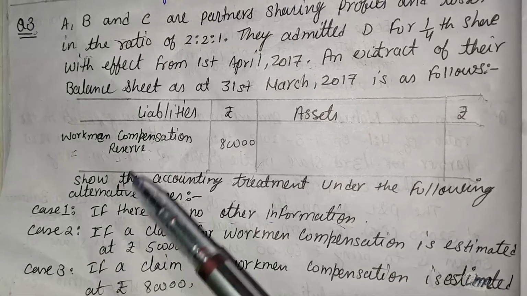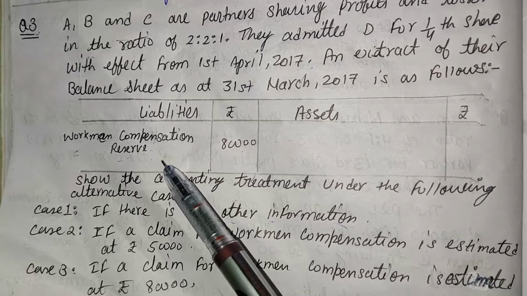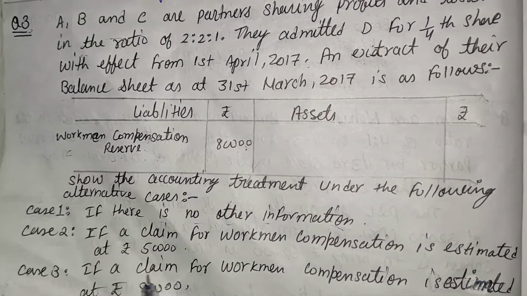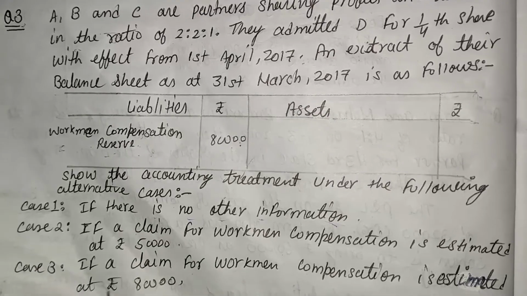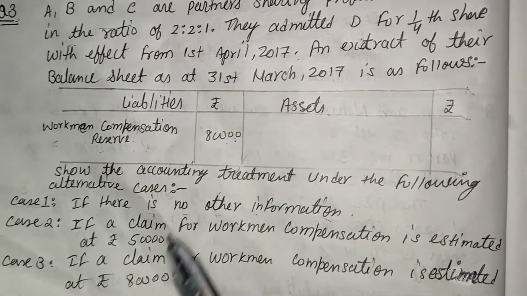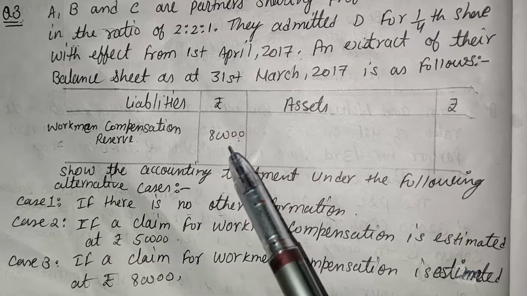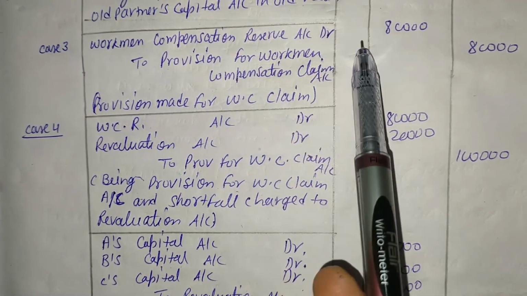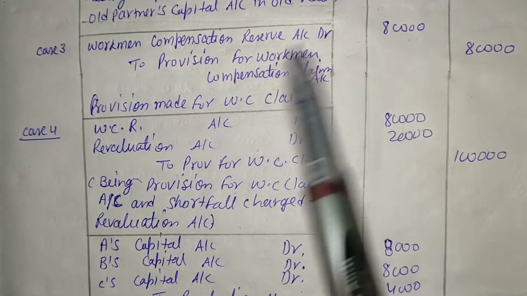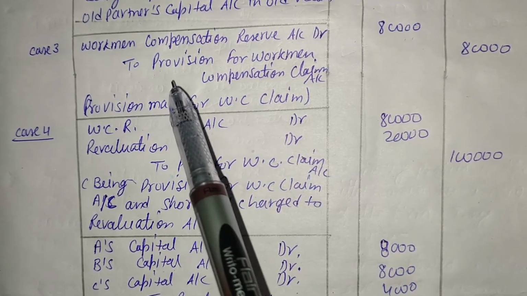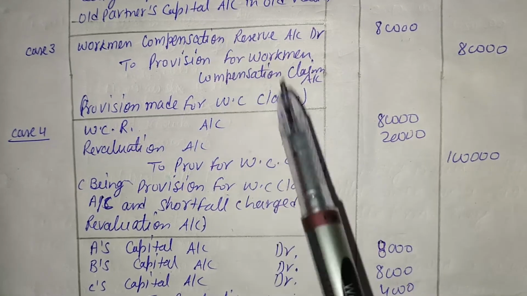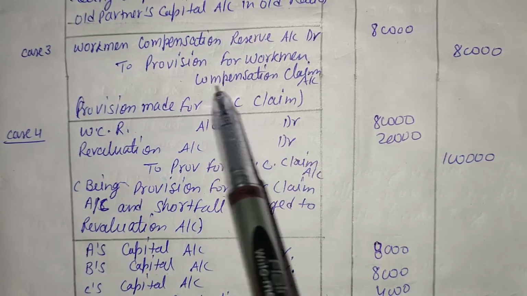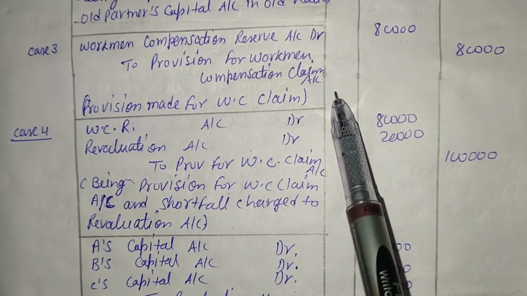Case number 3: workman compensation reserve is 80,000 given in the balance sheet, and the additional information is that the claim for workman compensation is estimated at rupees 80,000. It means there is no difference. So what will we do in the solution? Workman compensation reserve account debit is given in the balance sheet, and in the additional information 80,000 is given, so there is no difference. So workman compensation reserve account debit to provision for workman compensation claim account.